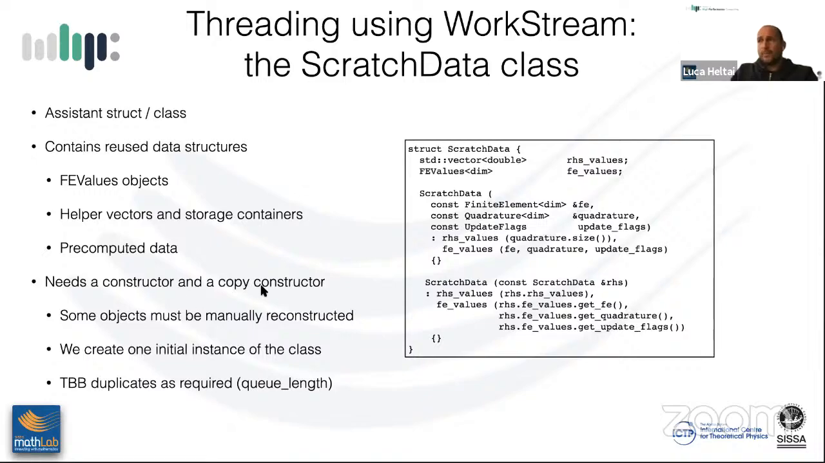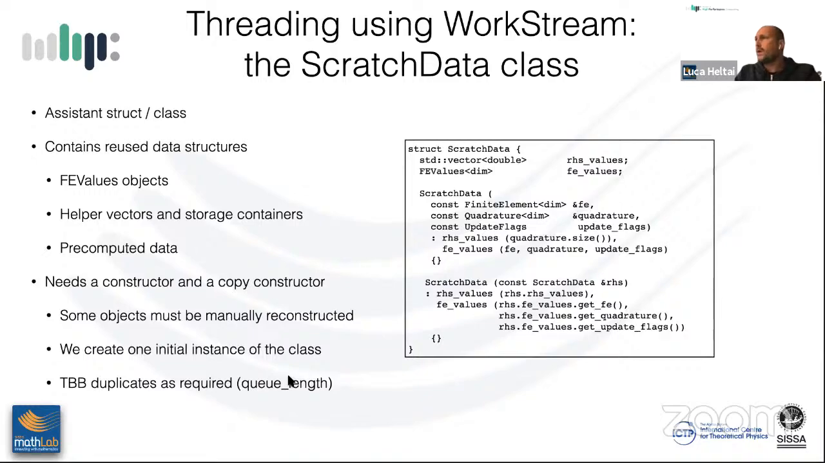This object needs to have a copy constructor, okay? And some of those need to be manually constructed, and only one initial instance of this class is constructed at the beginning, while Threaded Building Blocks duplicate this as needed. The maximum number of duplications done in Threaded Building Blocks is equal to an argument of functions that we will see later on, called Q length.